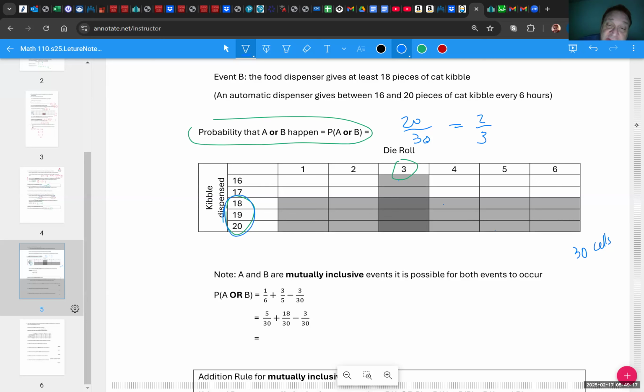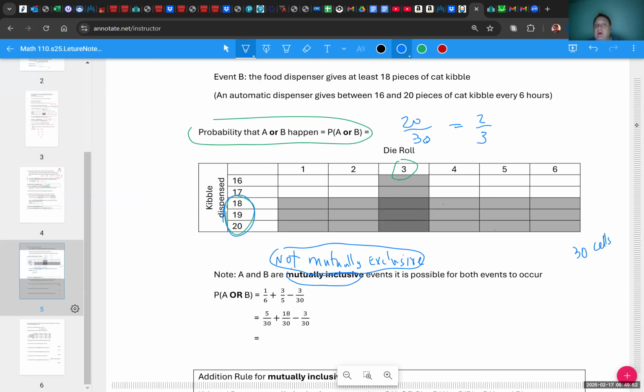So we call it mutually inclusive, or I think a lot of books call it not mutually exclusive. All right, so that's the same thing, right? Mutually inclusive, not mutually exclusive. I think those are used synonymously. So in this case, what do we mean there? Well, we could have both things happen. We could roll a 3 and we could get 18 pieces of cat food, right?